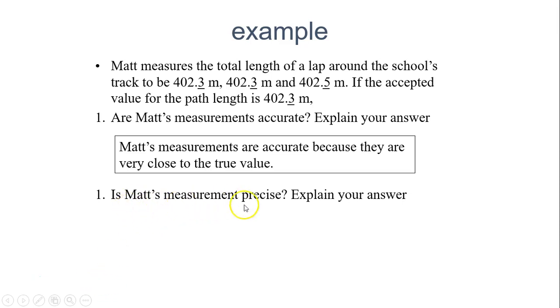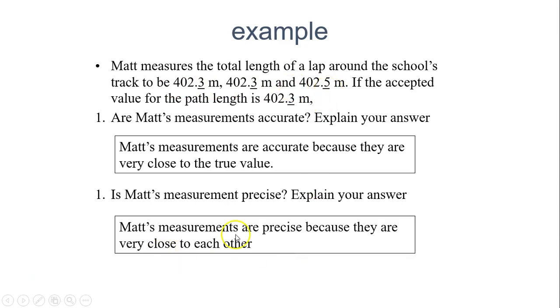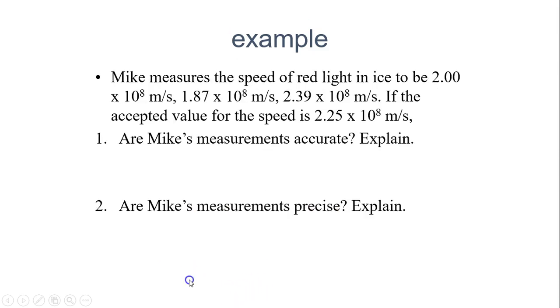Now, is his measurement precise? Precise means his measurements are close to each other. In this case, they are close to each other also, because the only difference is the last digit. So the answer is precise because they are very close to each other.